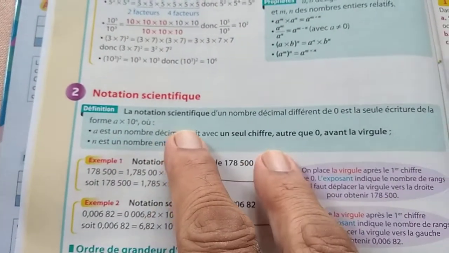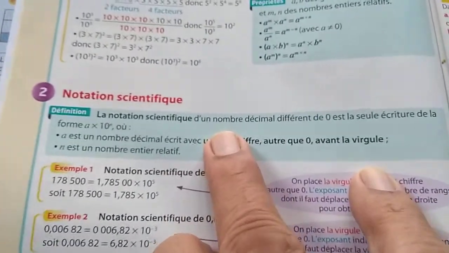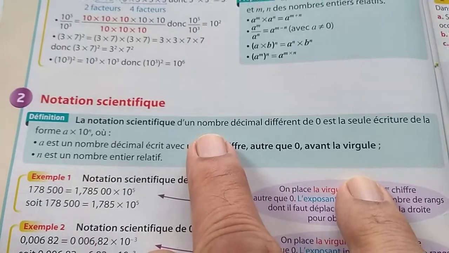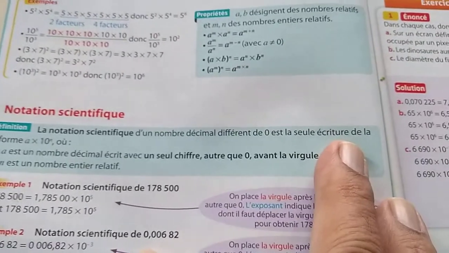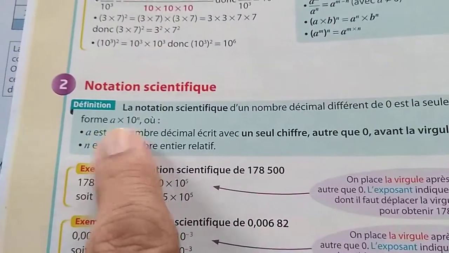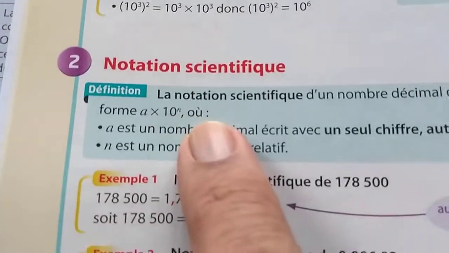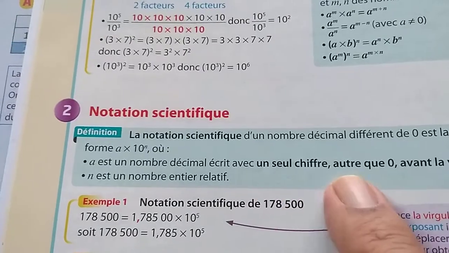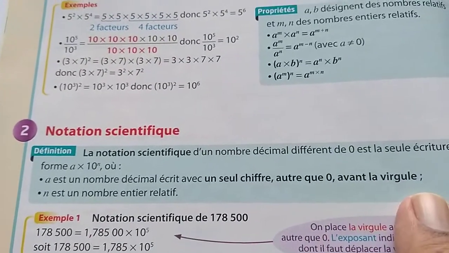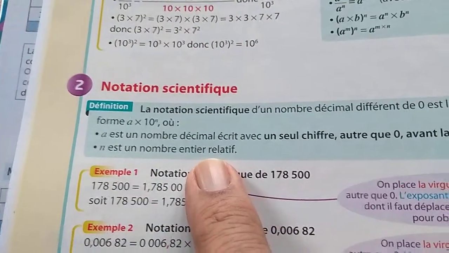So, la notation scientifique de nombre décimal différent de zéro. So that means any decimal number which is not zero est la seule écriture de la forme a fois 10 à la puissance n, où a est un nombre décimal écrit avec un seul chiffre autre que 0 avant la virgule, n est un nombre entier relatif. So I've copied part of it here.